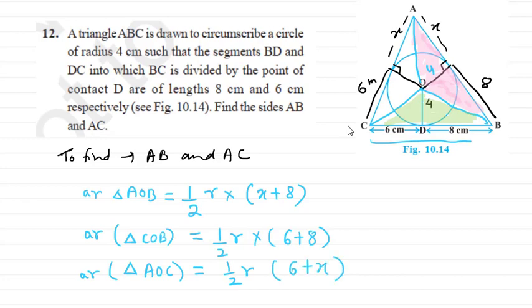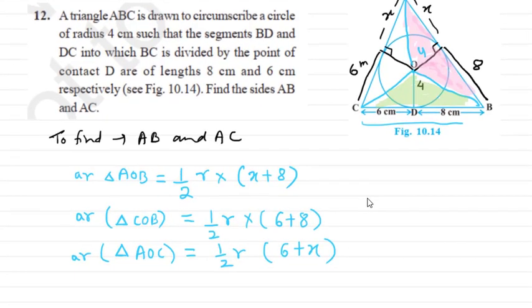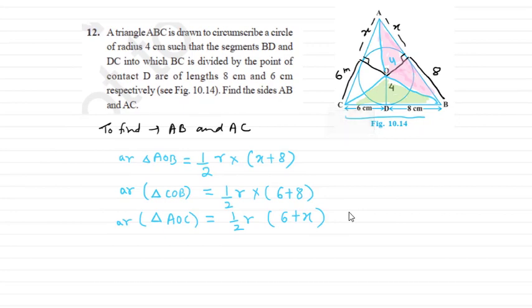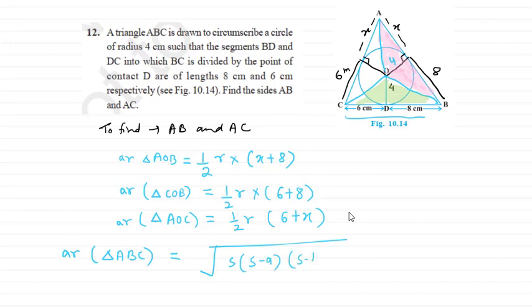Okay, so now if I add all these areas, what will I get? The area of the bigger triangle, that is area of ABC. Now area of ABC we can find out using Heron's formula, that is root of S into S minus A, S minus B, into S minus C. For doing this, first we need S. So S will be A plus B plus C by 2.